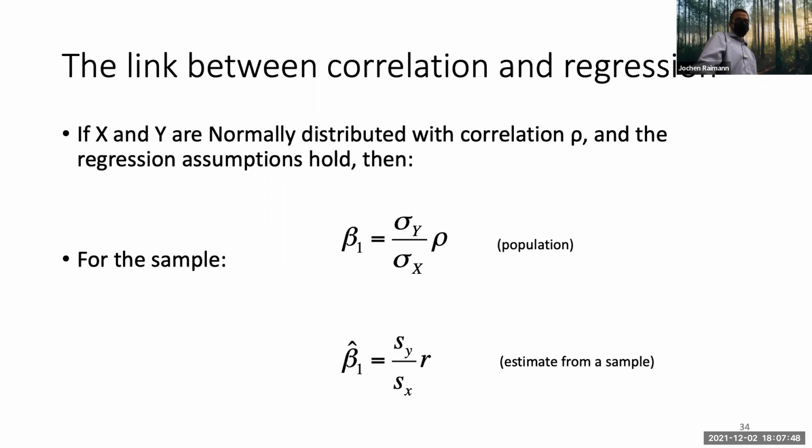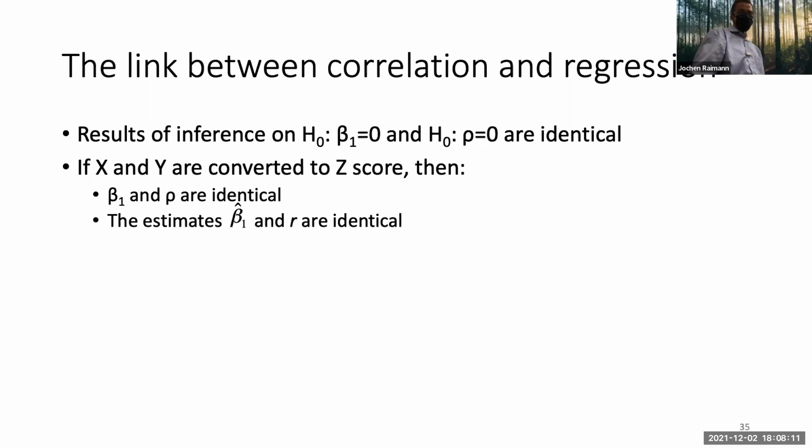The relationship essentially is that this beta 1 can also be calculated by knowing the correlation coefficient. In the population, you can quantify it by multiplying the correlation coefficient and dividing the standard deviations. And you can do the same in the sample. So this is how the beta is related arithmetically. It's sometimes interesting to know that.